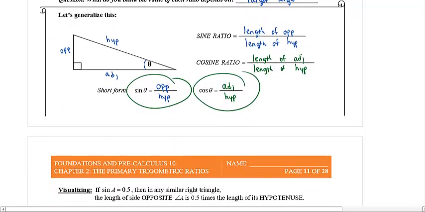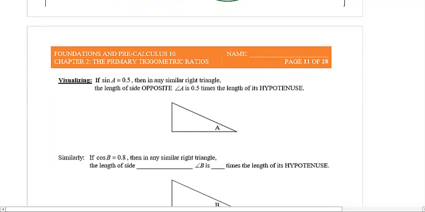Okay, knowing this, let's move on and visualize what I mean. So if I gave you this ratio here, sine of A equals 0.5. Remember, sine, once again, is the connecting ratio of the opposite side divided by the hypotenuse. So that means if this ratio is half, then in any similar right triangle, the length of the side opposite angle A, that of course would be this one here, this length, is 0.5 times the length of its hypotenuse. It's half of this length.